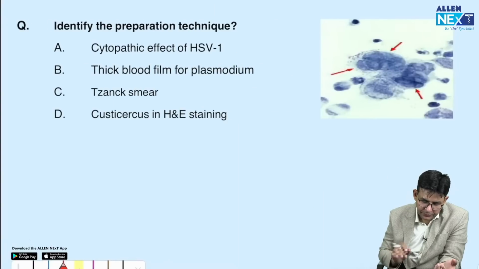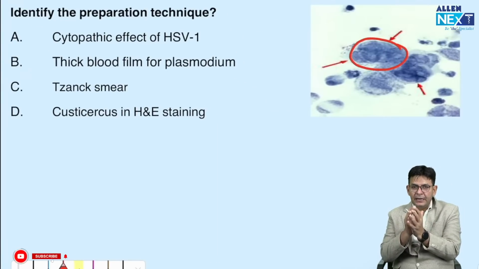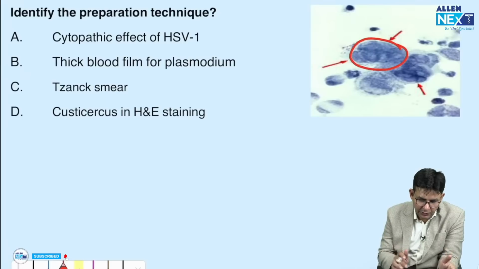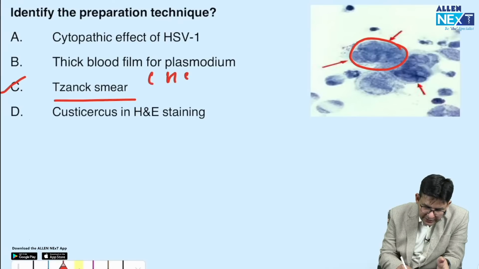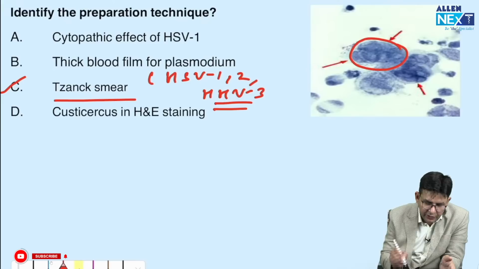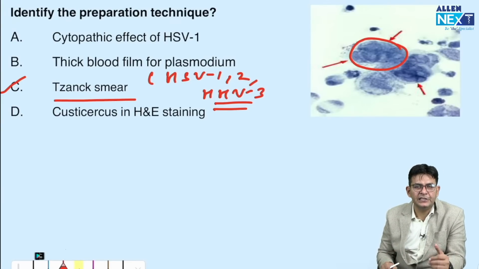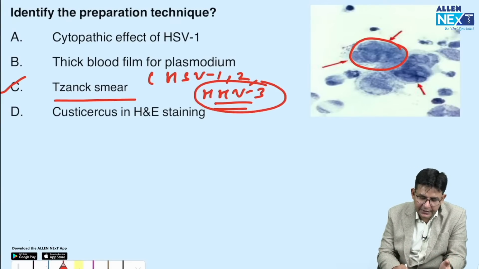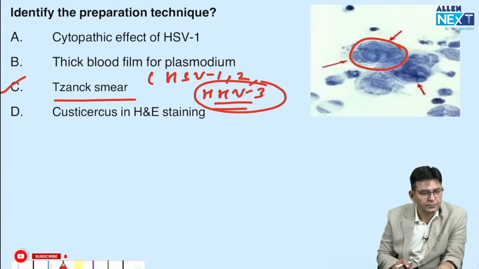Okay. Now, anything which is aggregating like this, multinucleated ones, they are becoming up. We are talking about the Tzanck smear. And Tzanck smear is done for HSV 1, 2, and remember it is also done for HHV3. It is also done for what? HHV3. And what is HHV3, guys? Varicella zoster. That is the chickenpox one. Okay.